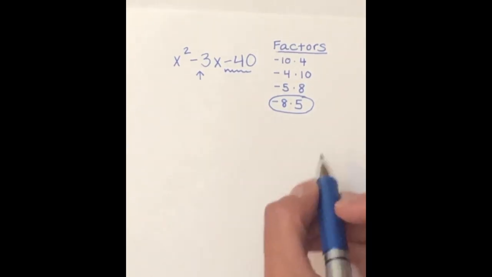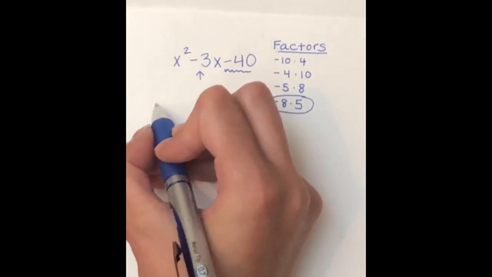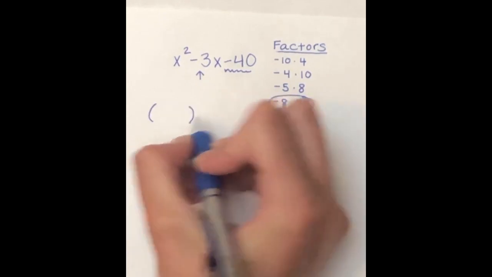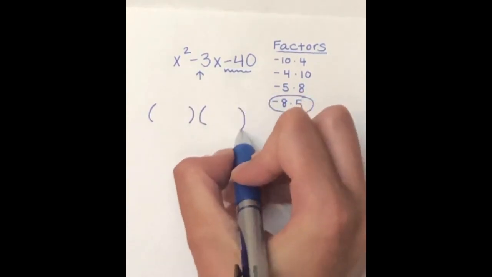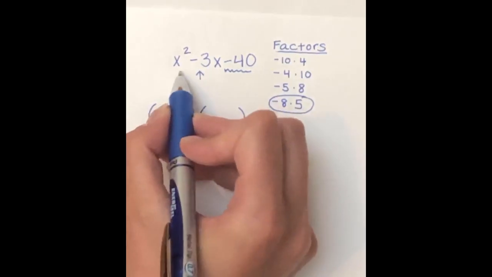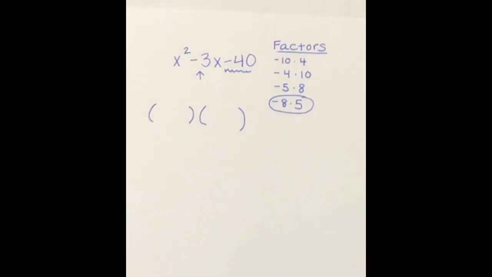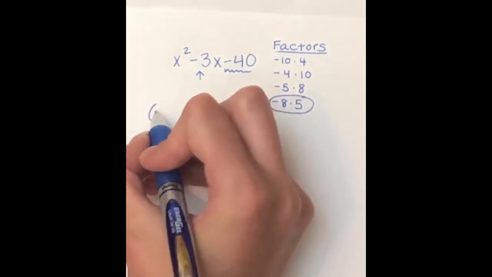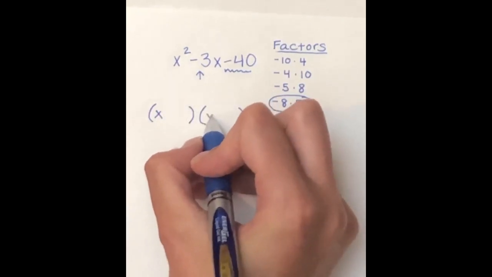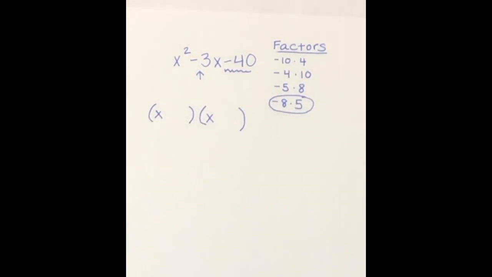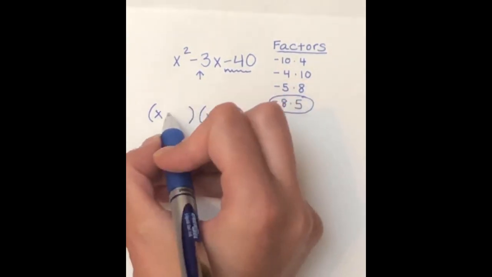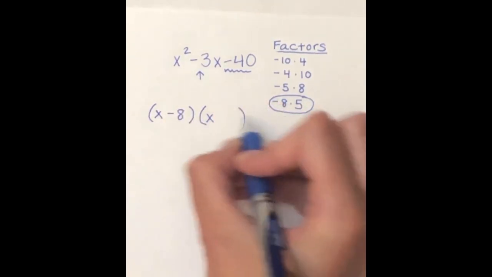So now that I identified my factors, I'm going to open up a set of binomials. And we know that x squared, just like Mrs. Sullivan said, is broken up as x times x. So we have those as our first terms in our binomials. And then we just put our factors in. So negative 8 and positive 5.